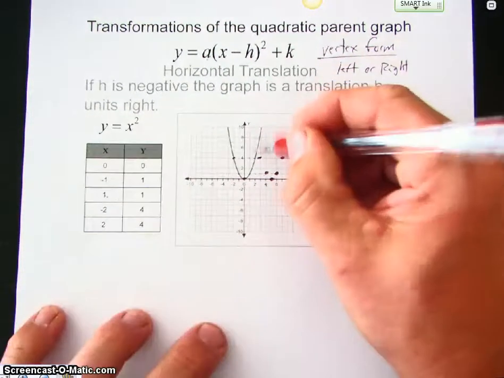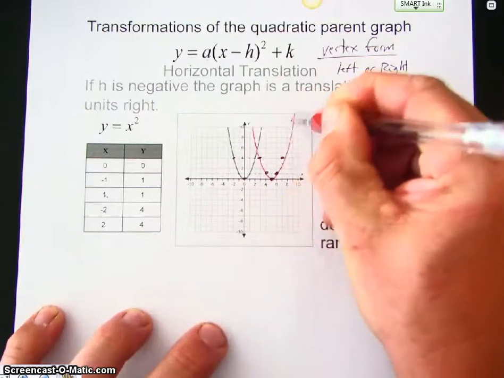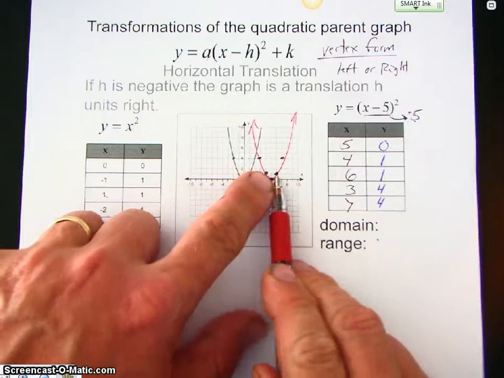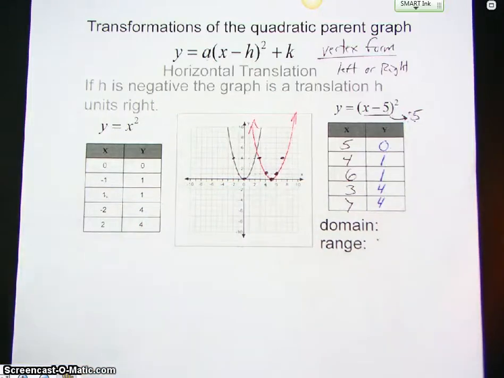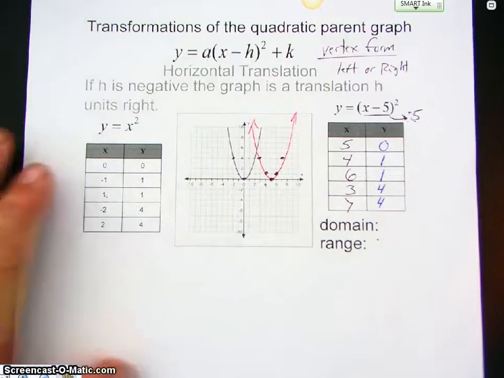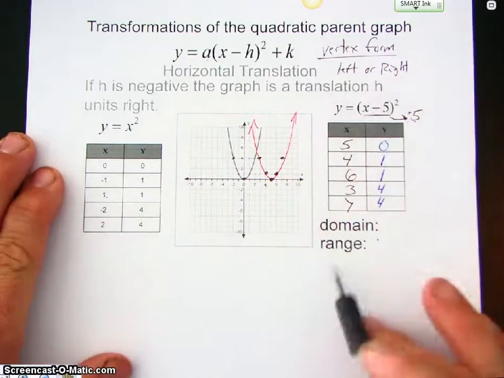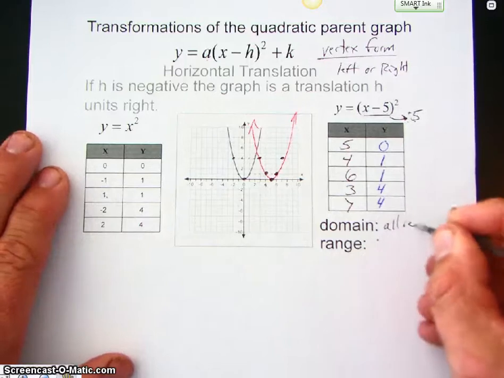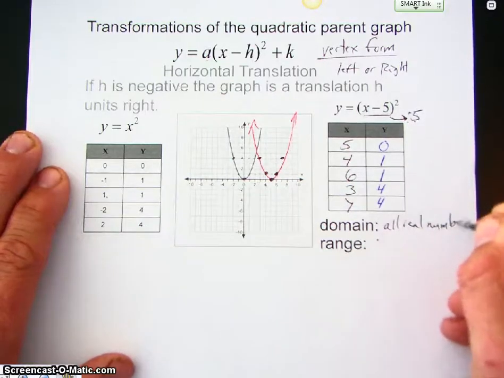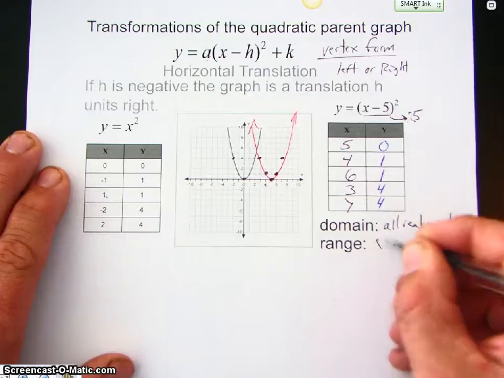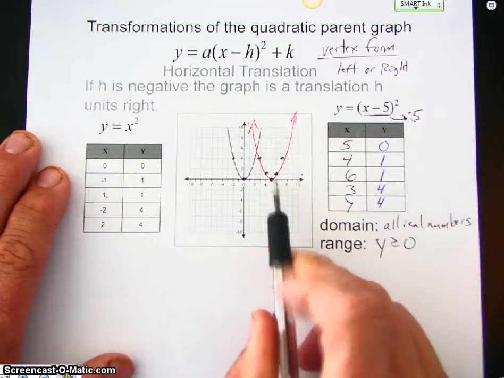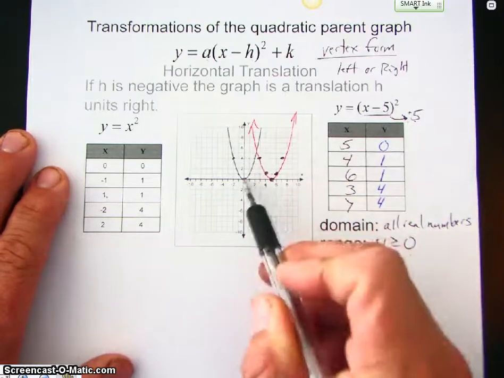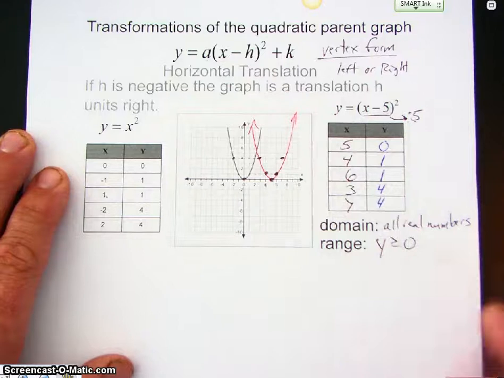So here is your new quadratic. See, the whole thing went 5 units to the right. Now my domain and range stay the same. If I'm going left or right, my domain and range will always stay the same. So in other words, domain would be all real numbers, and range would be y is greater than or equal to 0. Because remember, the range is the lowest point, 0 on the y value, and everything else is above it.